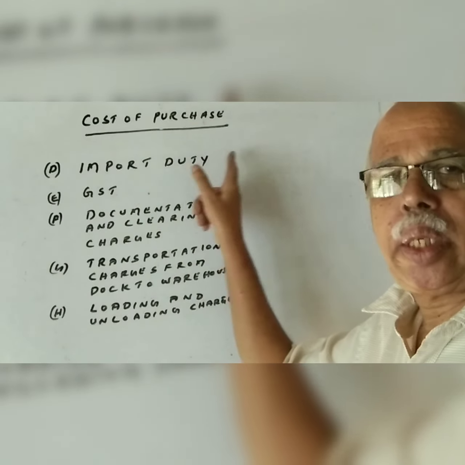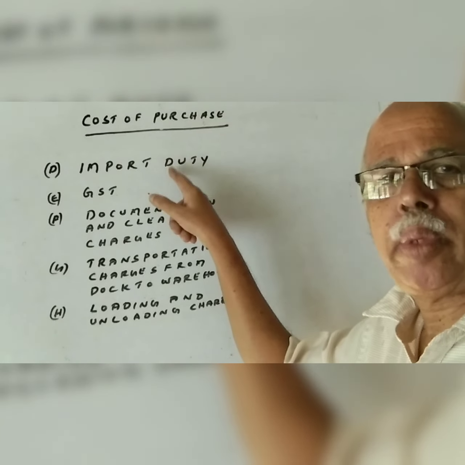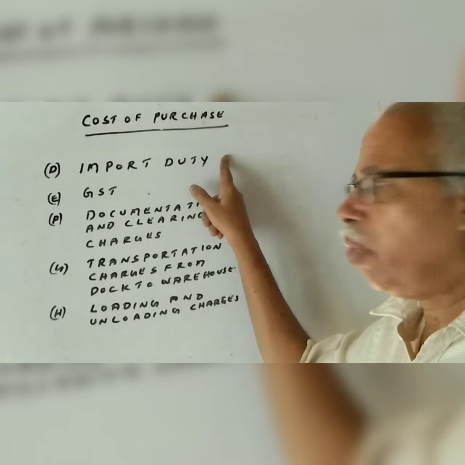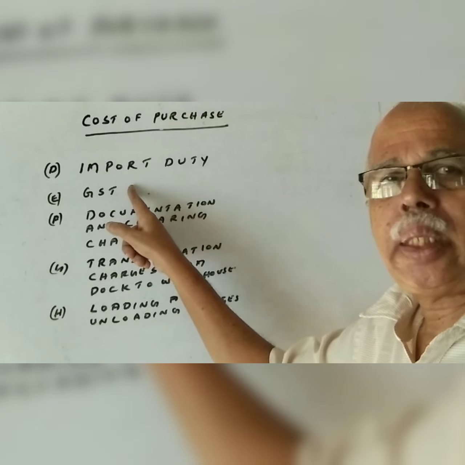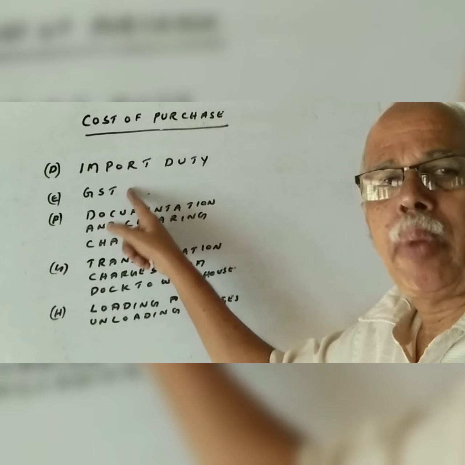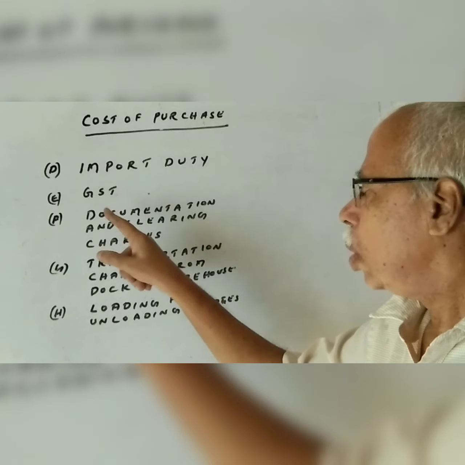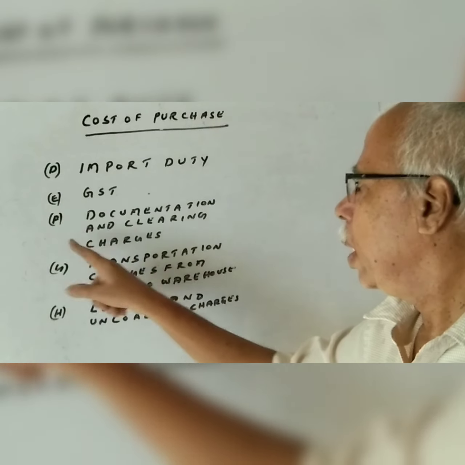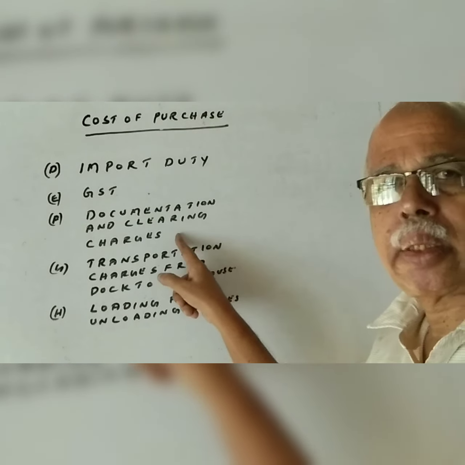D. Import duty. This cannot be claimed back, so it should be included in the cost of inventory. E. GST. GST charge can be claimed back in the form of input tax credit, so this should not be included.